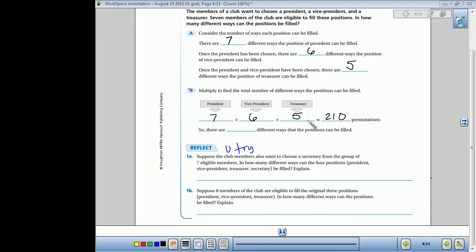So, since this one can be set up just like counting principle, I want you to go ahead and try number 1, parts A and B. I'm going to be walking the room. No, I'm not. I got feedback. But raise your hand if you have any questions. I'll come to you.